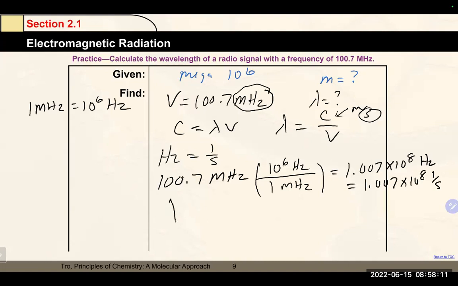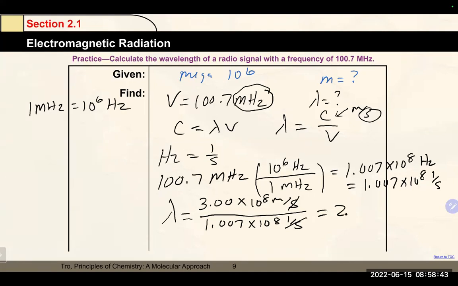At this point, we could then go into our wavelength, which is our 3.0 times 10 to the 8 meters per second divided by our 1.007 times 10 to the 8 reciprocal seconds. Now we are good. Those seconds are going to cancel out and we will be left with meters. Otherwise, once again, we'll be off by a factor. So 3 times 10 to the 8 divided by our answer there is like 2.98 meters.